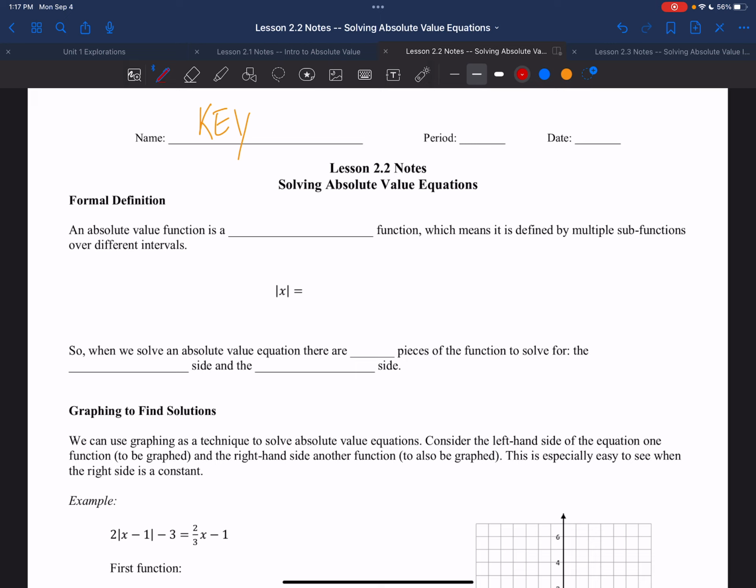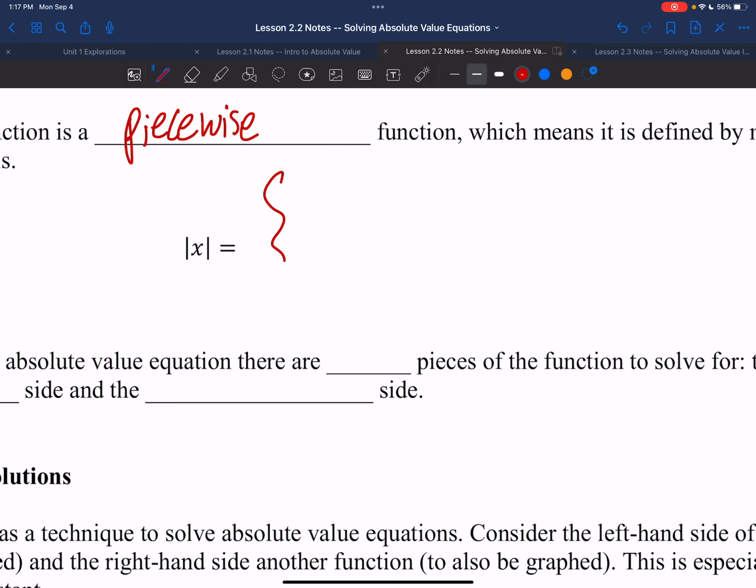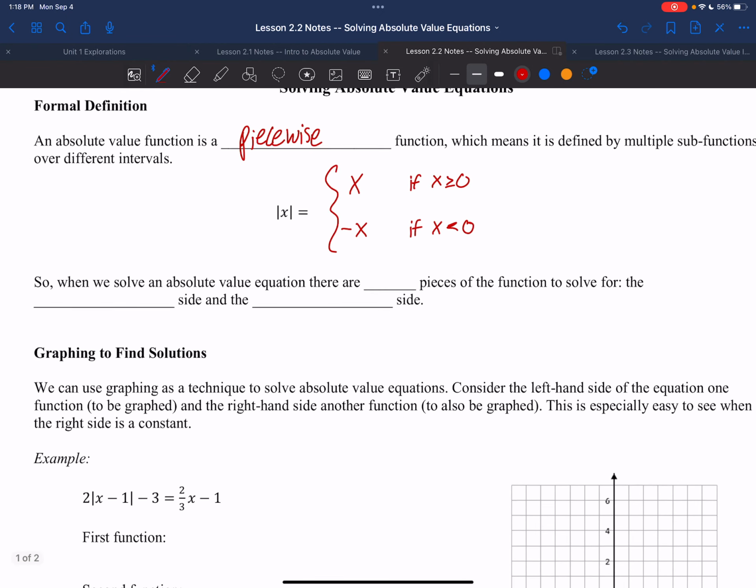So a quick reminder from last time, remember that the formal definition of an absolute value function is that it is a piecewise function, right? And we define that by absolute value x is given by, I'm going to zoom in here. Absolute value x is given by positive x if x is greater than or equal to 0. Remember, that's just the linear parent function x. And negative x, which is really just the same parent function but the negative slope, if x is less than 0, like so. Yeah? And that's just from last time.